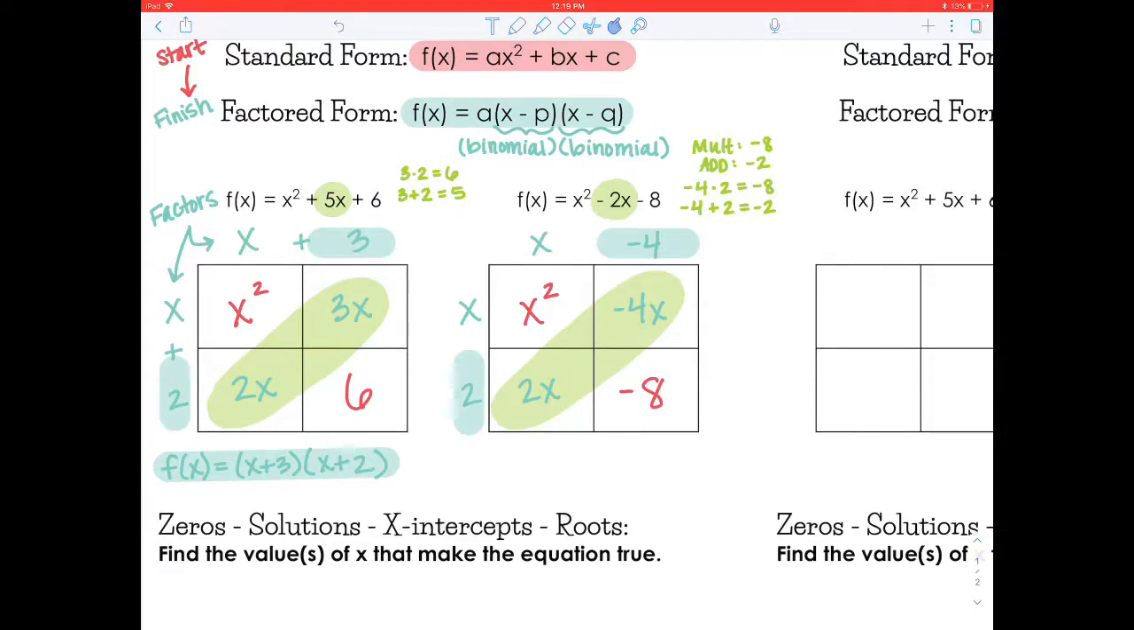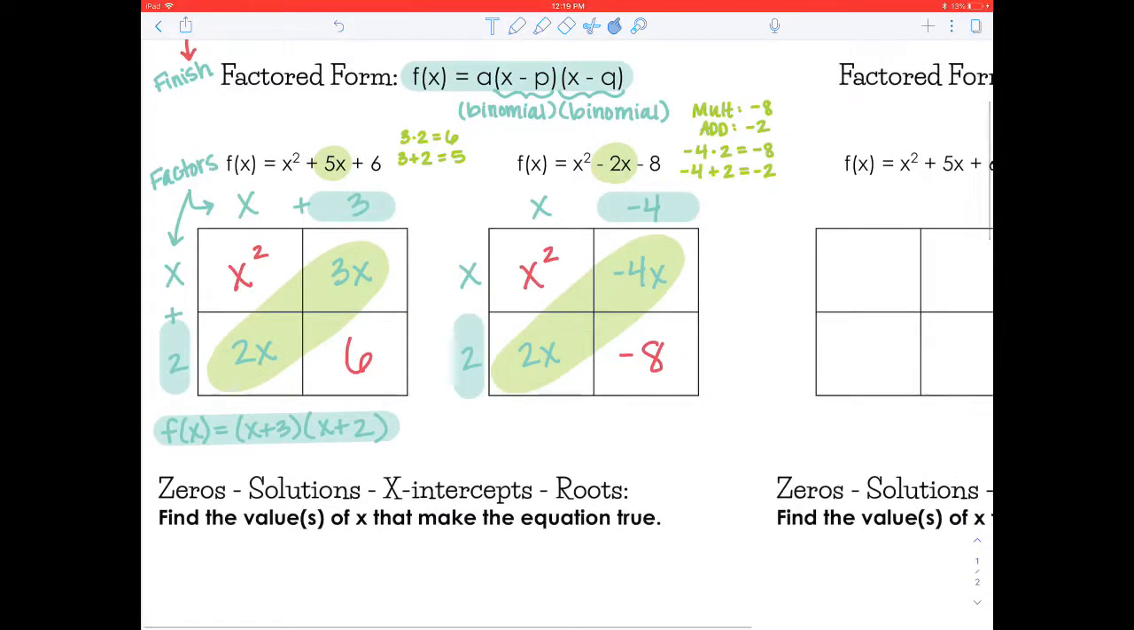Okay, so we have factored that trinomial into 2 binomials. So let's go ahead and write this in factored form now. This would be f of x equals x minus 4 times x plus 2. Right, since that's a positive 2, remember that's a plus there.